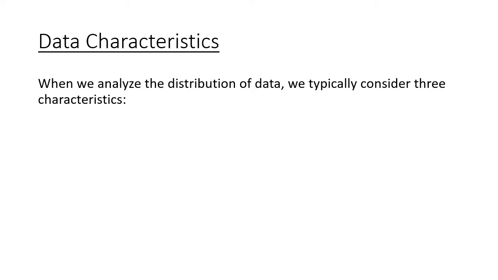So first of all, when we're looking at the distribution of data, we really want to consider three characteristics. First is the shape. We already talked about how visualizing the data back in chapter 2 can help us determine whether we have symmetrical data or skewed data.